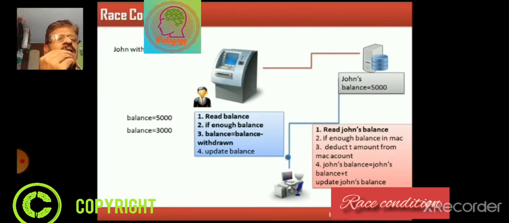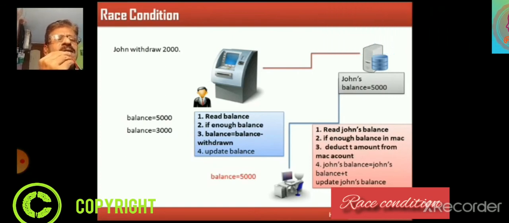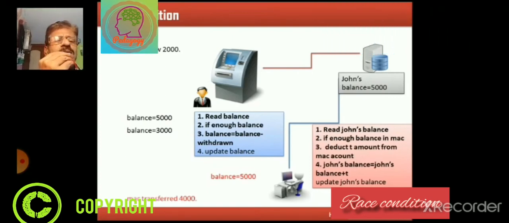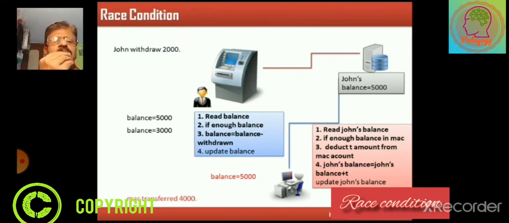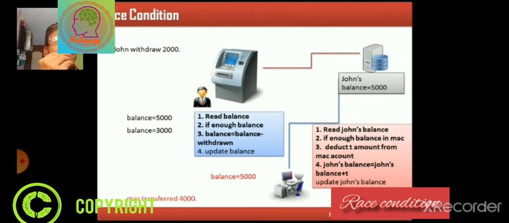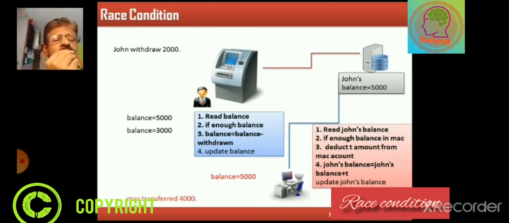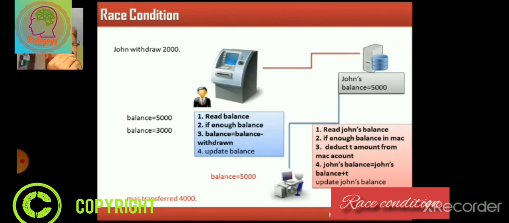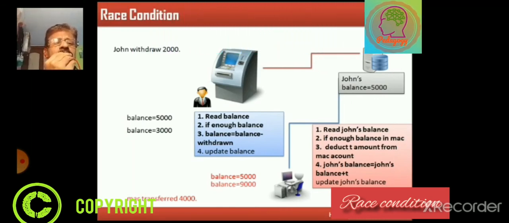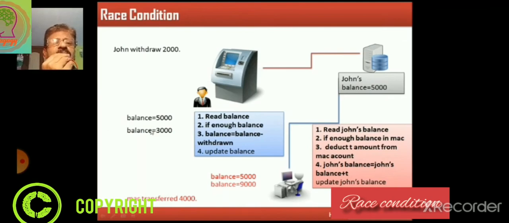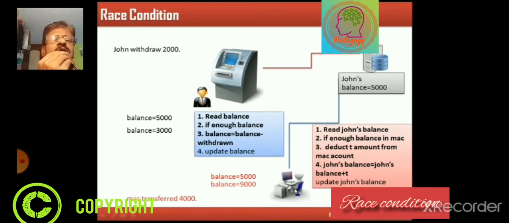But at the same moment, whenever John wants to withdraw, some other person known as Mac transferred 4,000 to John's account. Now what will happen? This is the race condition. If we do not maintain synchronization between both, the balance may be 9,000, because the withdrawal balance doesn't reflect on the DBMS.